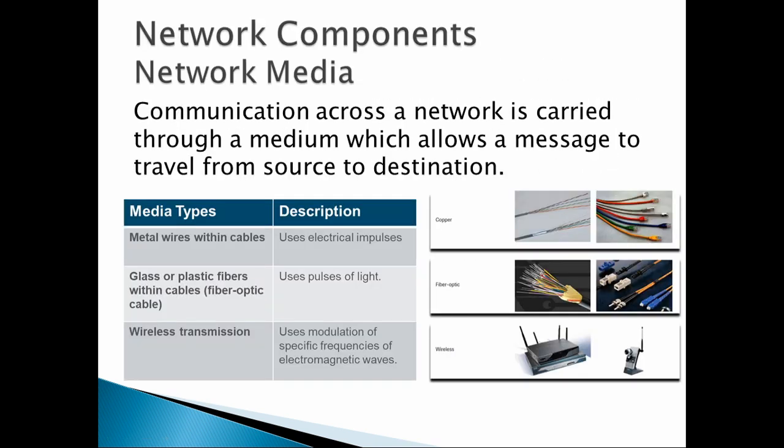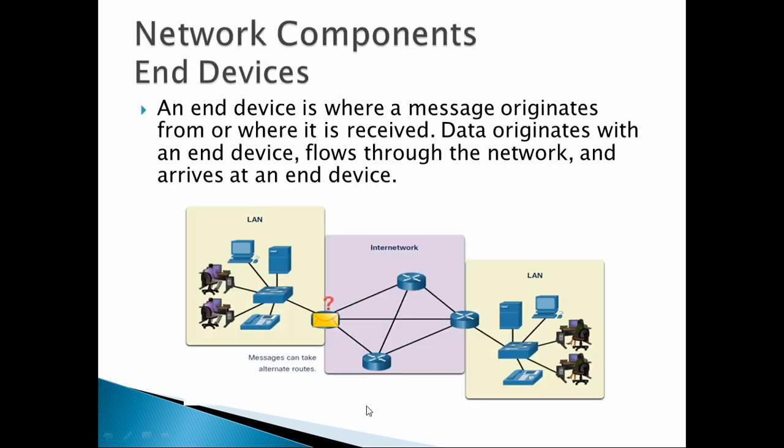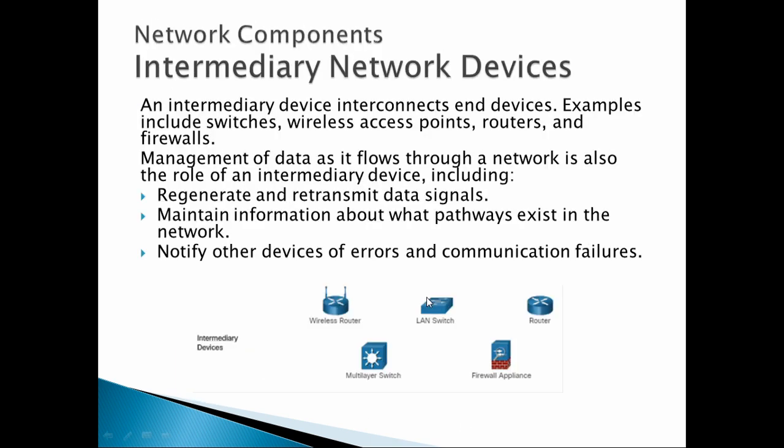Then we have network media. Communication across a network is carried through a medium which allows a message to travel from source to destination. For example, wires. In this network, these are connected by wires. It can be a metal wire or fiber optic wires.